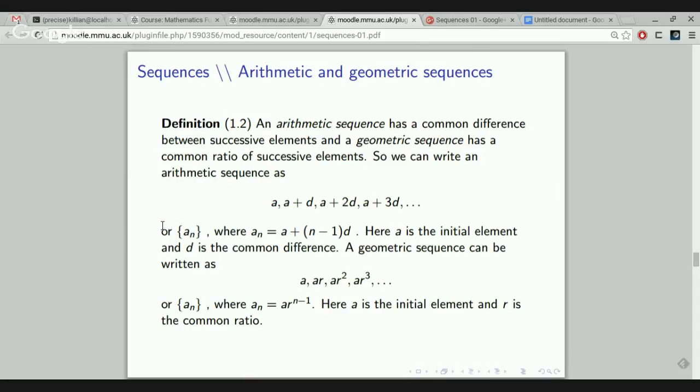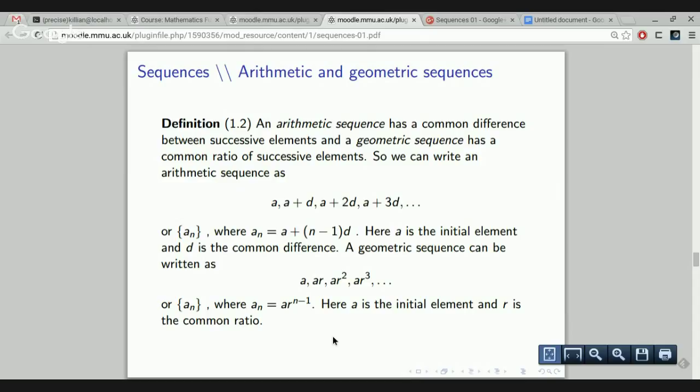Then to get the third term, you multiply by R again. It goes to AR squared. To get the fourth term, you multiply by R again, AR cubed. So that can be given a formula, A times R to the n minus 1. That's the formula for A_n, the nth term of a geometric sequence.